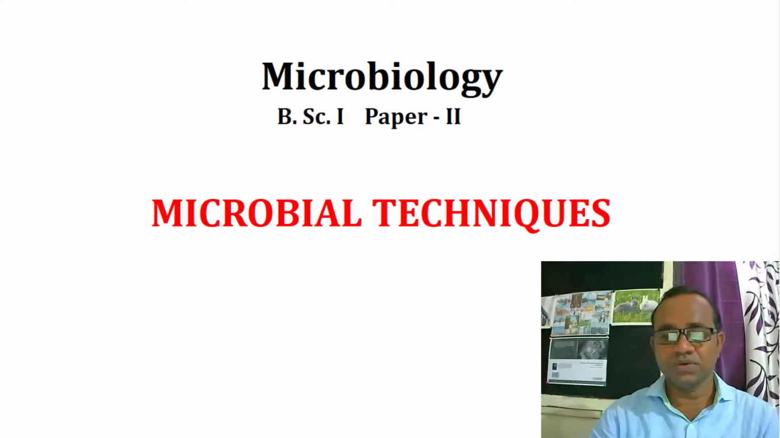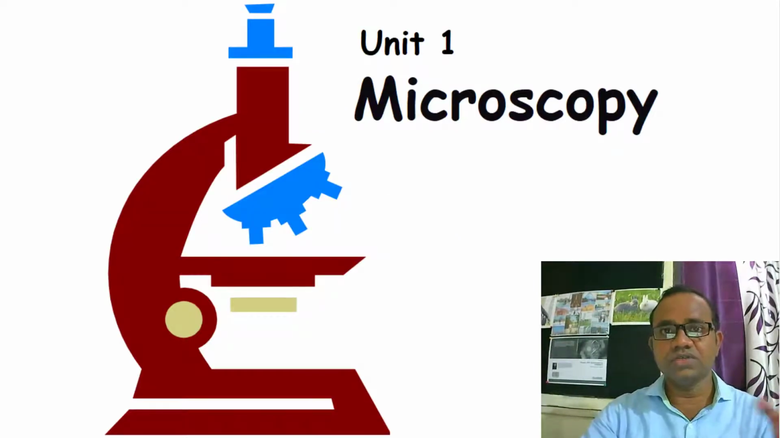Right. So the first unit is mostly dedicated to the microscope. Now the microscope is a very basic instrument and should be present in all microbiology laboratories. Microbiology will be incomplete without this instrument, the microscope. So the microscope is an optical instrument that with the help of light rays creates magnification of smaller things into larger ones.